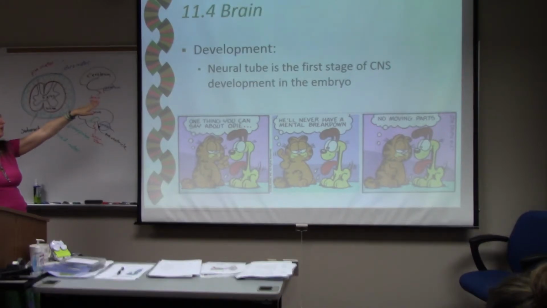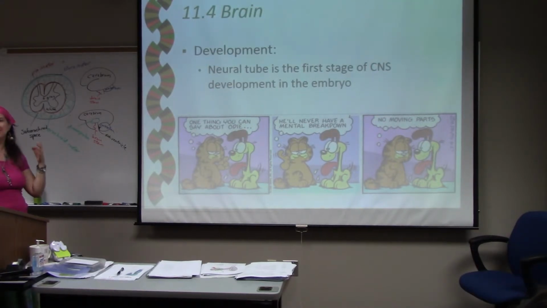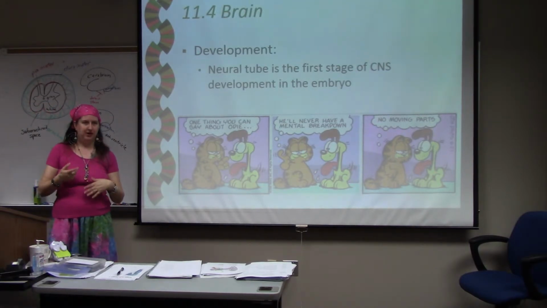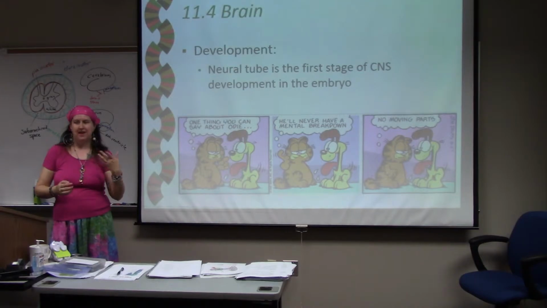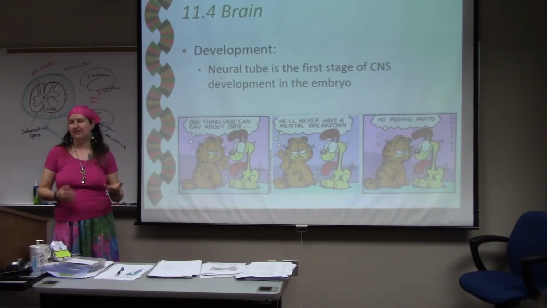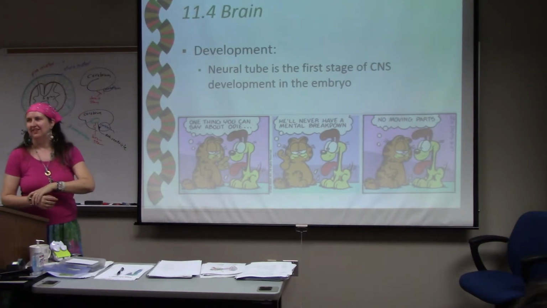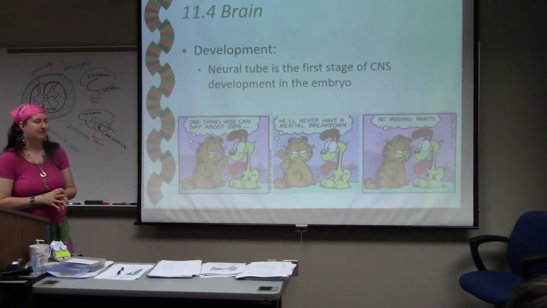I'm going to mention the one thing, the neural tube is the first stage of developing the CNS in the embryo. That becomes the brain and spinal cord. If it doesn't form correctly, then there are disorders like spina bifida and anencephaly. They're called neural tube defects, where part of the spinal cord or the brain could be missing.